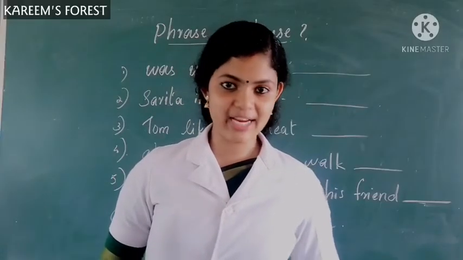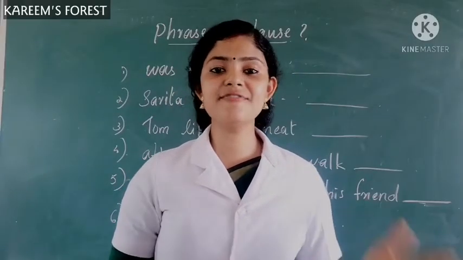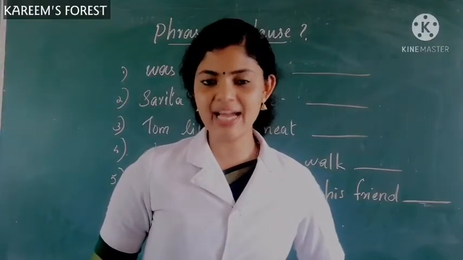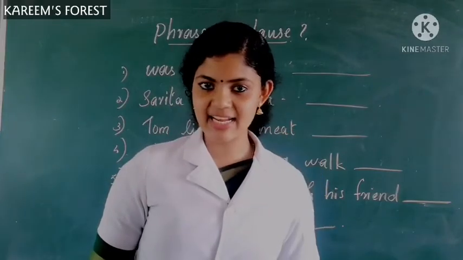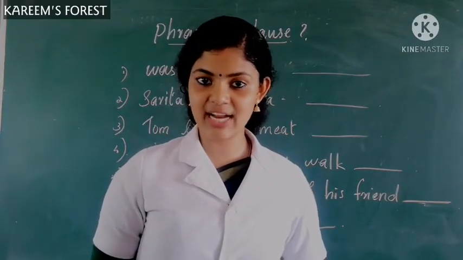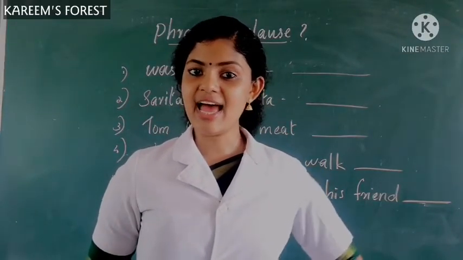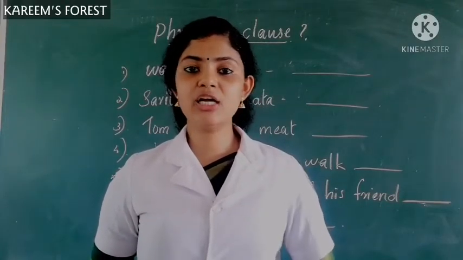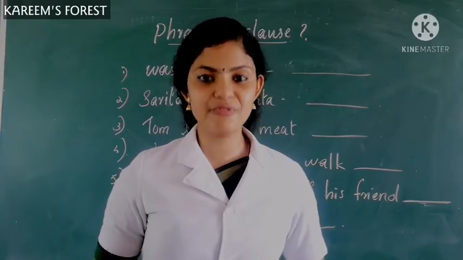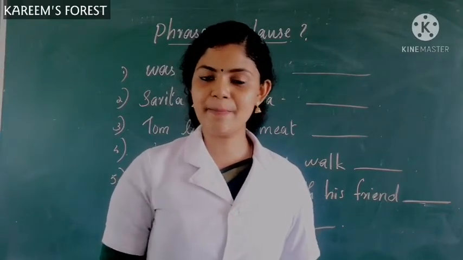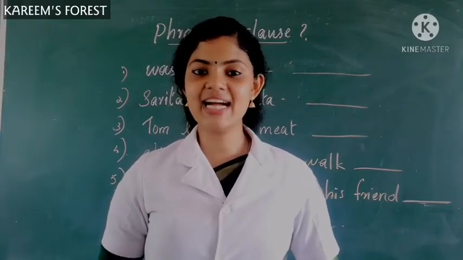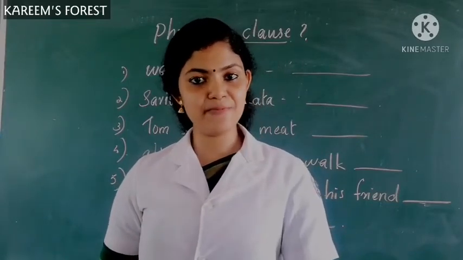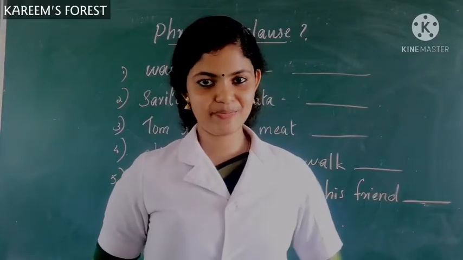Children, let's do one more activity. Before that, what is a phrase and what is a clause? A phrase is a group of words and it is a part of a sentence and it does not contain the subject and verb together. And what is a clause? A clause is also a group of words. It is also part of a sentence. It contains a subject and verb. It will have a subject and predicate with it.